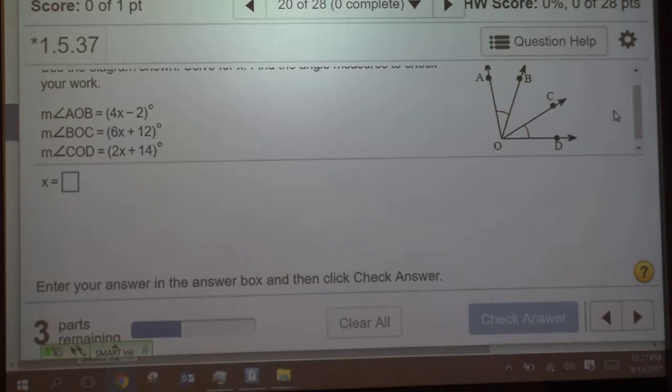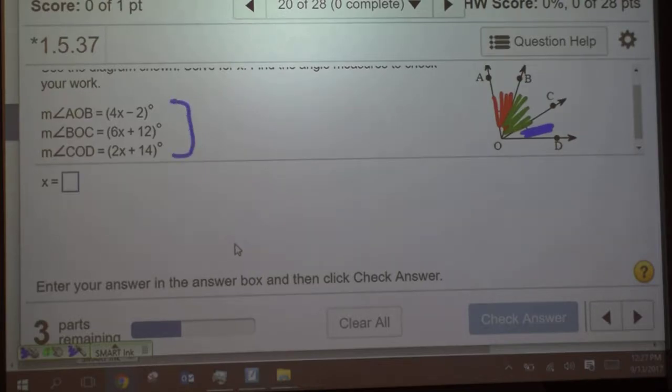So initially people read this and say, okay, I've got 3 angles here. I've got this one here, I've got that one there, and I've got that one there, right? And those relate to these values over here.